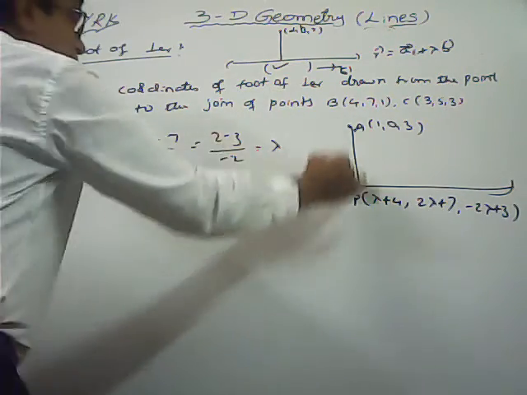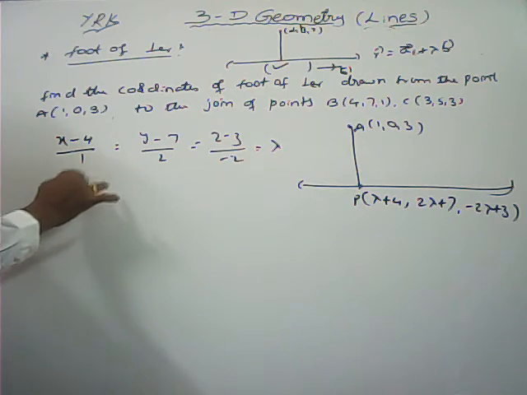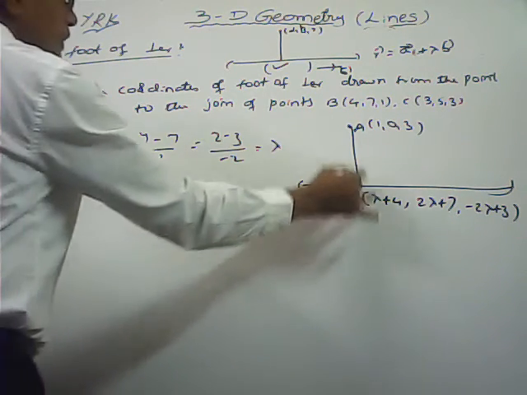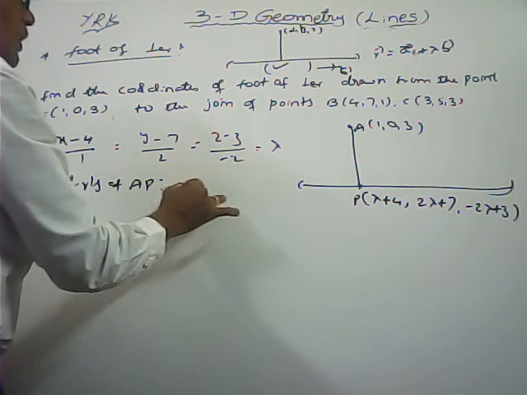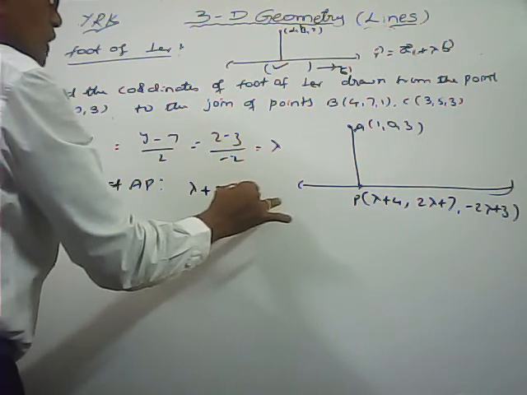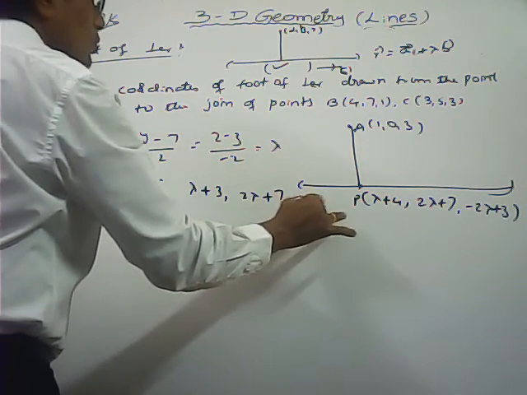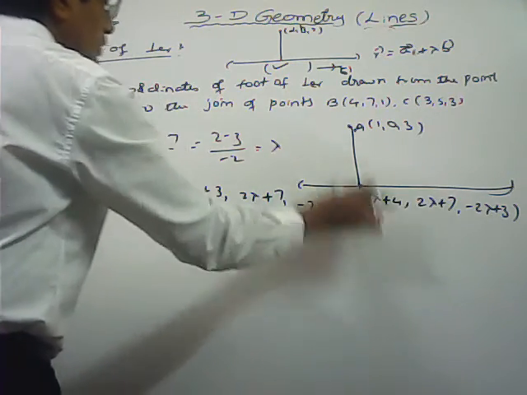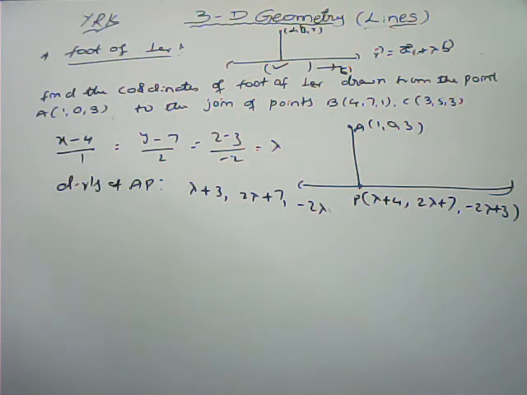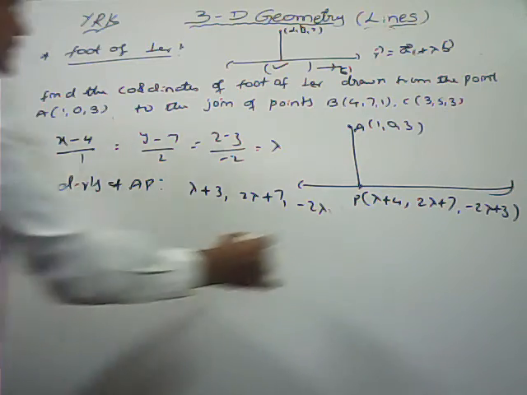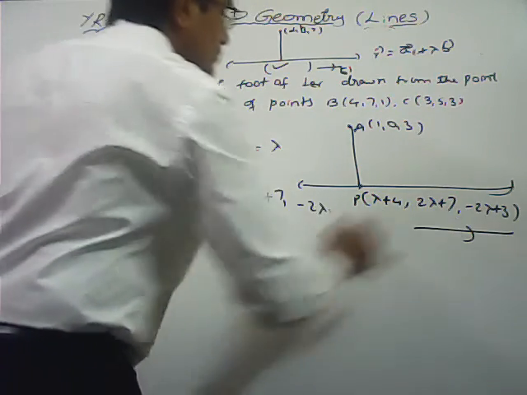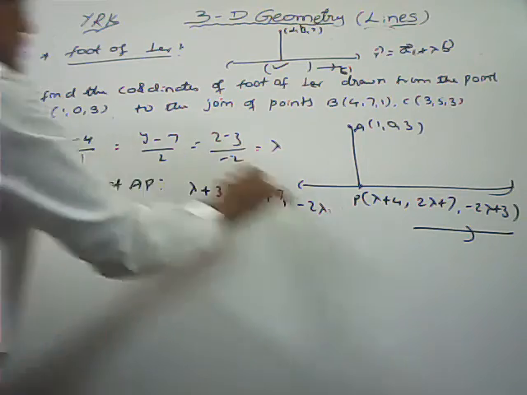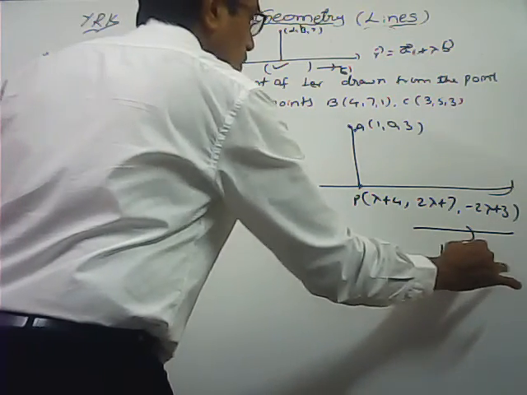So what are the DRs of AP? DRs of AP: x2 minus x1 is lambda plus 3, 2 lambda plus 7 minus 7 is 2 lambda only, and minus 2 lambda plus 3 minus 3 both cancel. Now what are the DRs of this line? DRs of this line are 1, 2, minus 2 that I have taken.